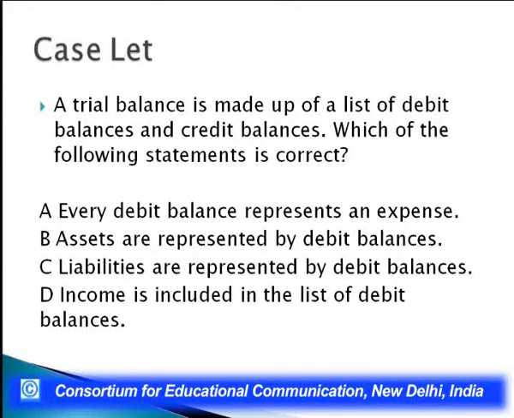Obviously C and D are not true, they are false, but let me just discuss them with you. Liabilities are represented by debit balance. This is a kind of reinforcement of the concepts, and liabilities, as I said several times, have a normal balance as credit balance. So this statement is incorrect. And the last was income is included in the debit balance. No, income means sales revenue. Income means the credit balance. This is the liability of the business, whatever they have earned towards owners. So this has credit balance as normal balance. So only statement number B was correct.